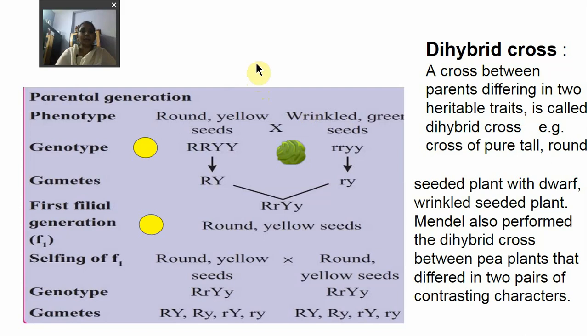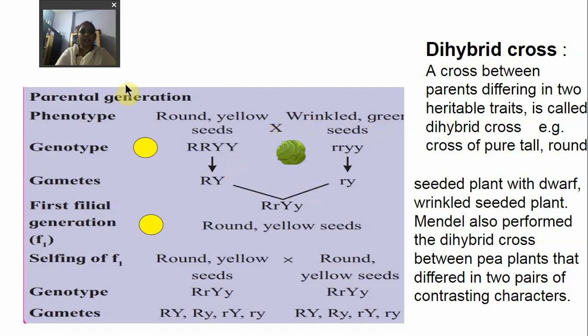You all know that pea plants contain 7 different contrasting characters. So out of these 7 contrasting characters, if these plants differ in only two characters, that is the shape of the seed, round and wrinkled, and the color of the seed, yellow and green, when these two plants are crossed, they differ in two heritable traits, hence that cross is known as a dihybrid cross.